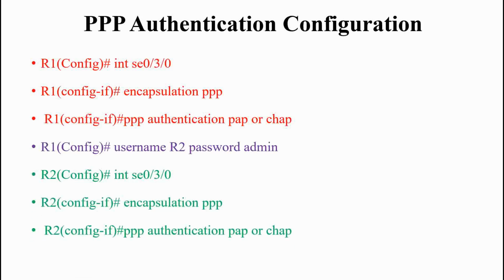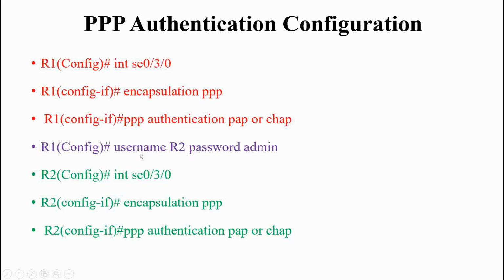Some points are the same. We have to go to configuration mode, and enter the interface, the serial interface. Then we have to change the encapsulation to PPP, because by default it is HDLC format. Then we have to convert it into PPP format. And another one, PPP authentication. Then we have to select PAP or CHAP. We have already seen PAP, so today we will configure PPP authentication, then CHAP.